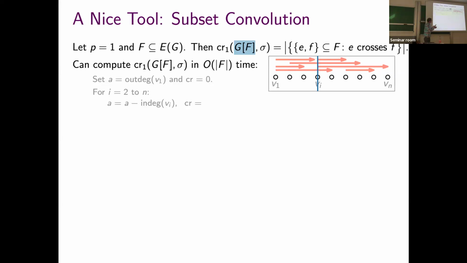Well, the number of new crossings that I get is the number of active edges times the number of new edges that start, which is the out-degree. So to my current count of crossings, I add A times the out-degree, because all these edges now overlap and cross each other.